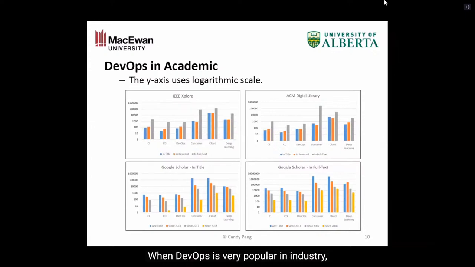While DevOps is very popular in industry, it is not popular in academia. I searched for DevOps related publications in IEEE Xplore, ACM Digital Library, and Google Scholar. The numbers of publications related to DevOps are shown on the left side in each chart. Then I compared them with numbers of publications on other popular topics such as container, cloud, and deep learning. The numbers for other popular topics are shown on the right side in each chart.